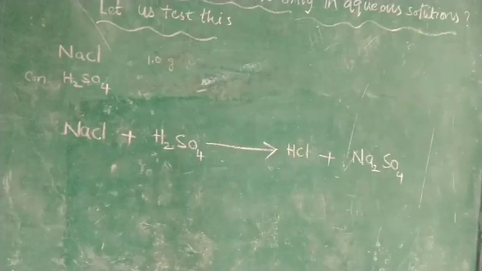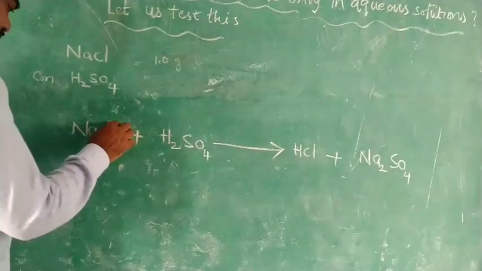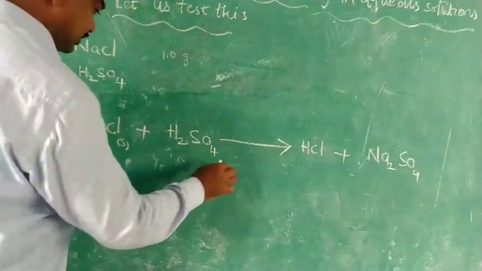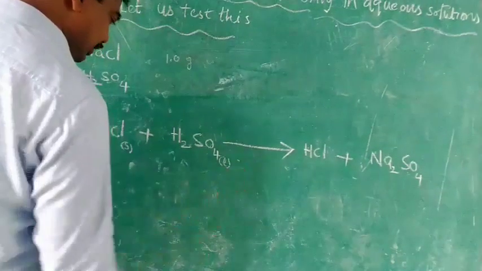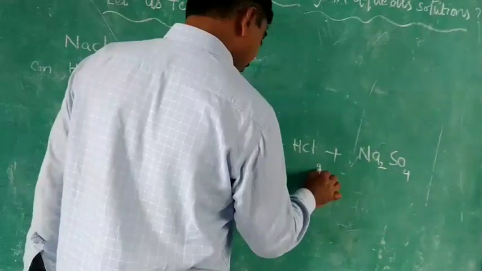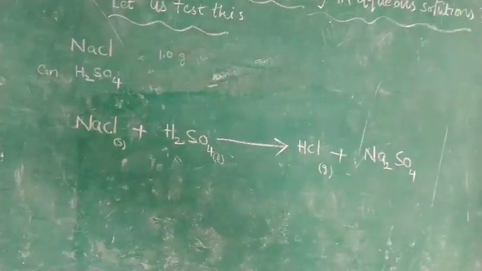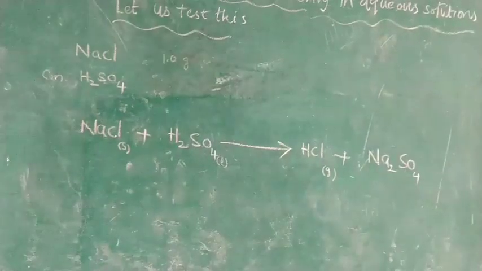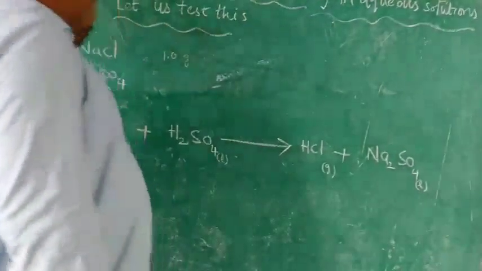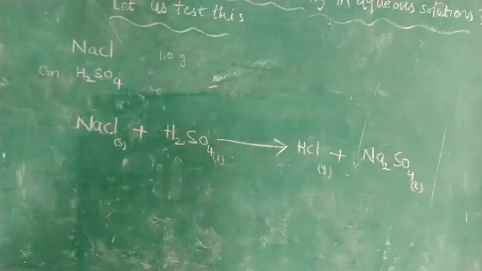Next step: write the physical states. What is the physical state of sodium chloride? Solid. Sulfuric acid is a liquid. Here, as it is concentrated, you get fumes, that is, a gas. Sodium sulfate, Na2SO4, is a liquid. So the first step is the skeleton, the second step is writing the physical states, and the third step is to balance.